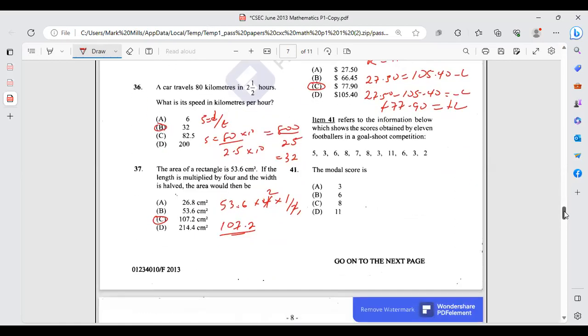41. We want to find the modal score, right? What will be the modal score for number 41? Anybody? What is the modal score for 41? 3. Yeah, that should be 3.